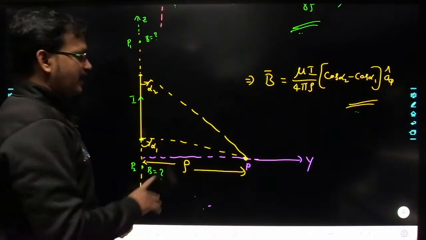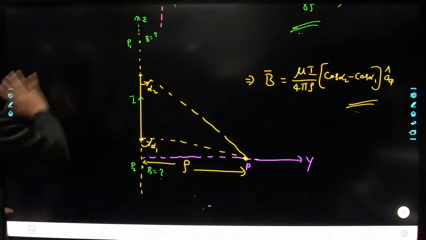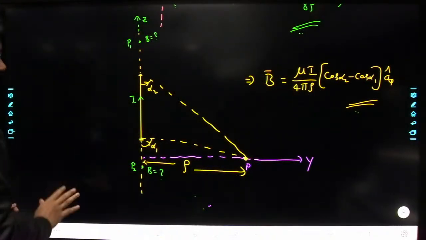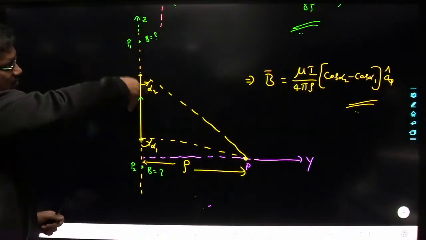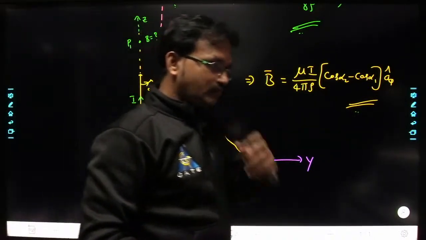Now I am not considering the point anywhere in this region or in this region here. I am considering the point along the current carrying wire. Right. Okay, Rahul Thakur.